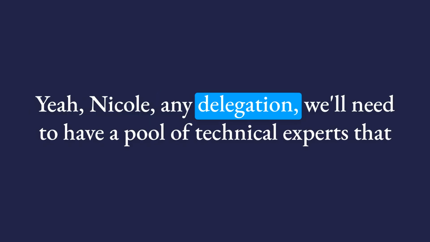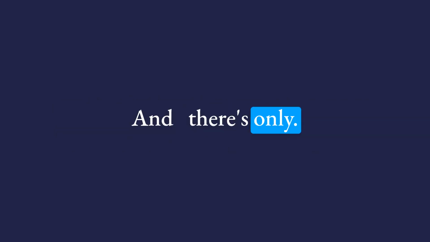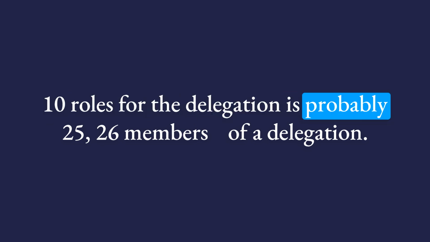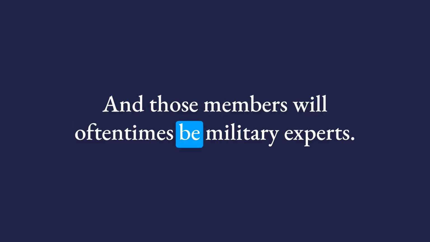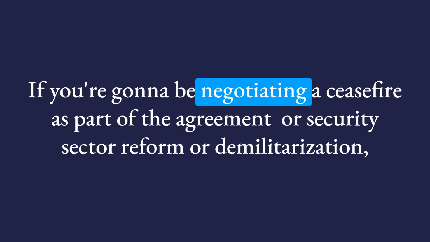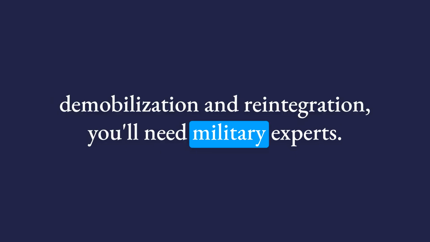Yeah, Nicole, any delegation will need to have a pool of technical experts that can be deployed at any given point in time into the negotiation room. And there's only 10 roles for the delegation. There's probably 25, 26 members of a delegation, let's say over 24 members of any effective delegation. And those members will oftentimes be military experts. If you're going to be negotiating a ceasefire as part of the agreement, or security sector reform, or demilitarization, demobilization, reintegration, you'll need military experts.